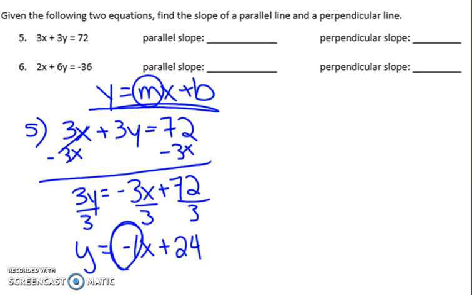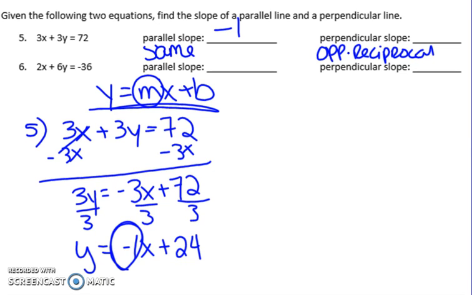So if I need a parallel slope, parallel, again, as a reminder, is the same slope. So if my slope in slope-intercept form is -1, my parallel slope is -1. For perpendicular, it's going to be our opposite reciprocal. So I need to flip my fraction, and if it's negative, make it positive. If it's positive, make it negative.